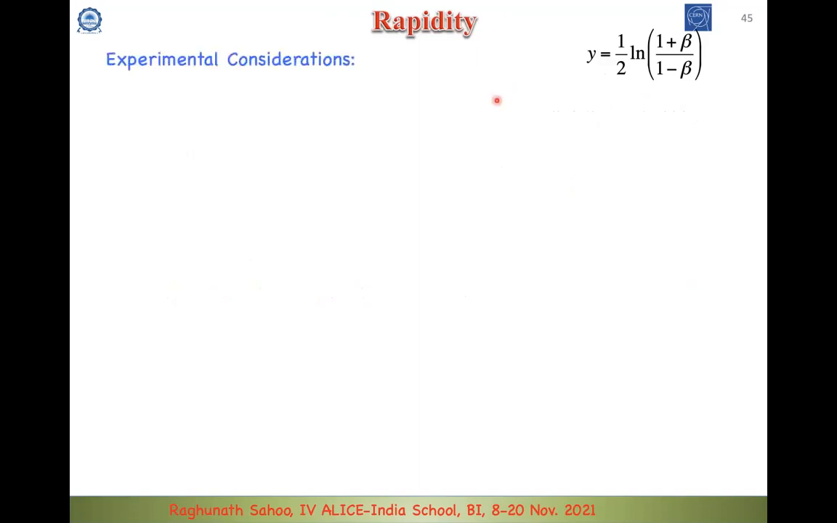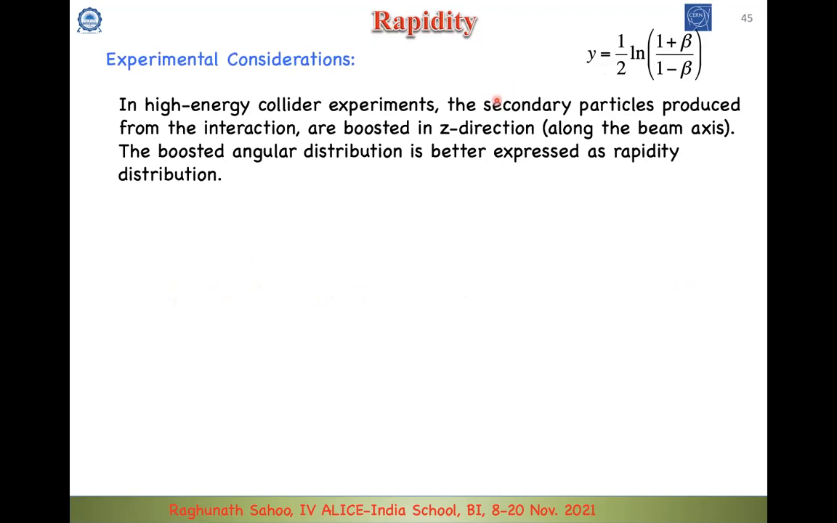Yeah. So now what is the experimental consideration? So is it purely mathematical that the problem I faced with velocity, I can get rid of that by introducing y or the rapidity, or it is little more than that? So let's look into experimental considerations, because we are at the end of the day experimentalists.